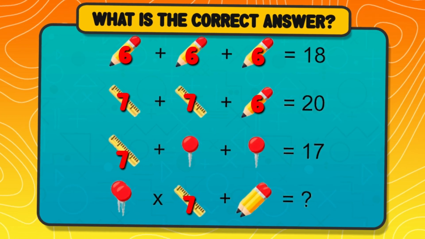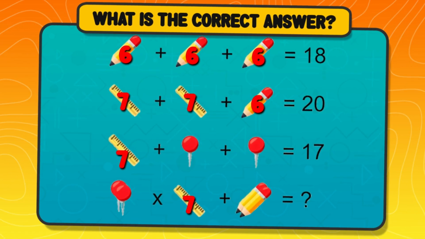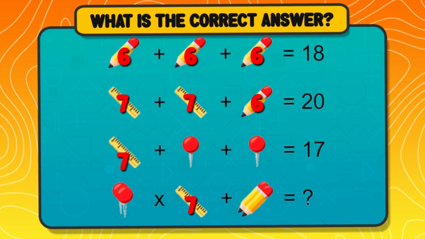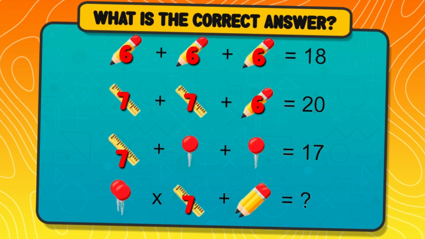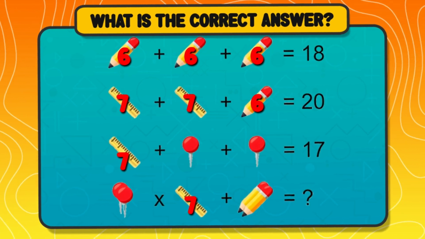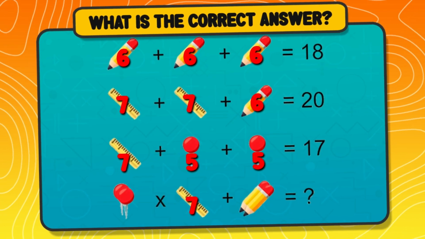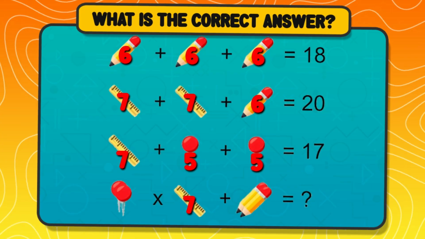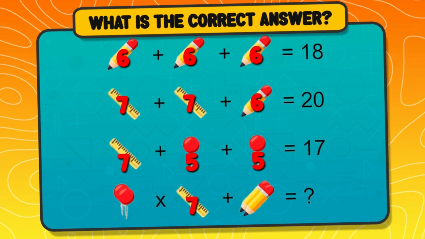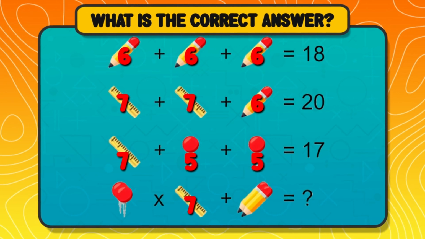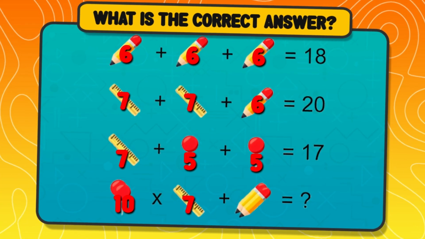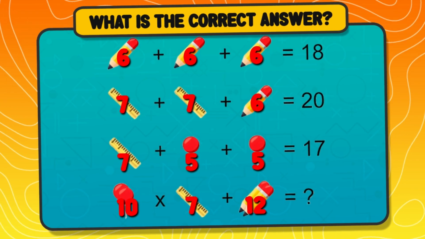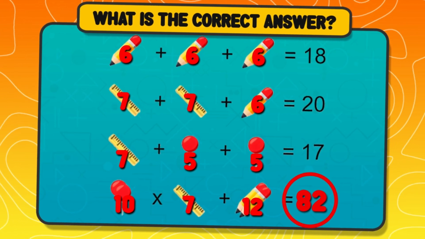In the third row, we need to find the value of the button. To do this, we subtract the ruler's number from 17: 17 minus 7 equals 10. We divide by 2. 10 divided by 2 equals 5. Each button is worth 5. In the fourth row, we need to solve the equation by substituting the known values. We multiply 2 buttons by each other, then multiply by the value of the ruler, and add 2 pencils multiplied by their cost. So we get 82.